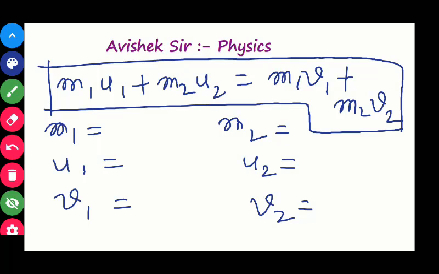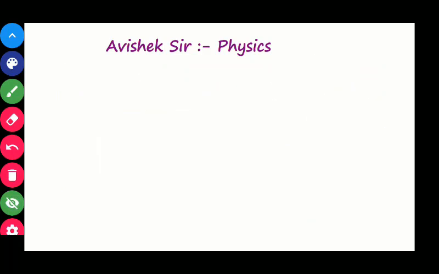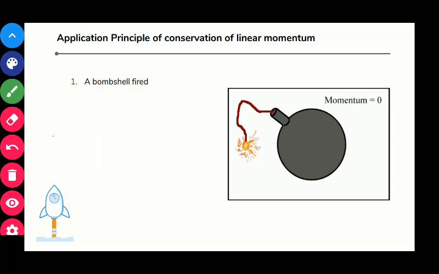Now we are proceeding to the next topic. When a bombshell is fired, this is the first application that we are going to analyze. When a bombshell is fired, initially the bombshell was fixed. If the bombshell was fixed, the initial momentum was 0. That means all of the particles in the bombshell are at rest initially, before the bombshell was fired.